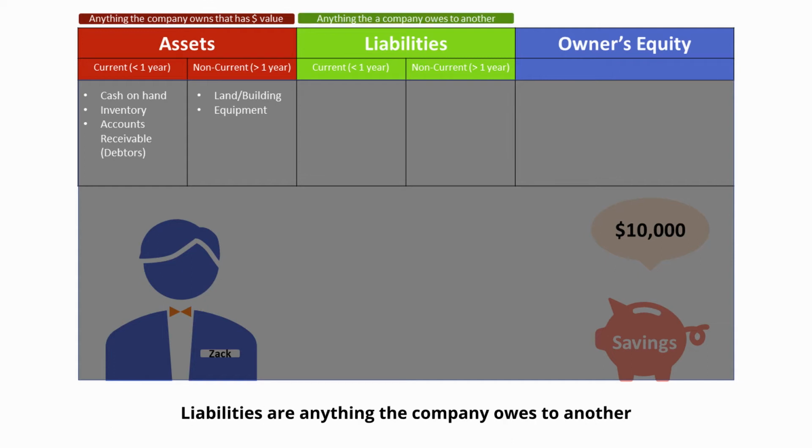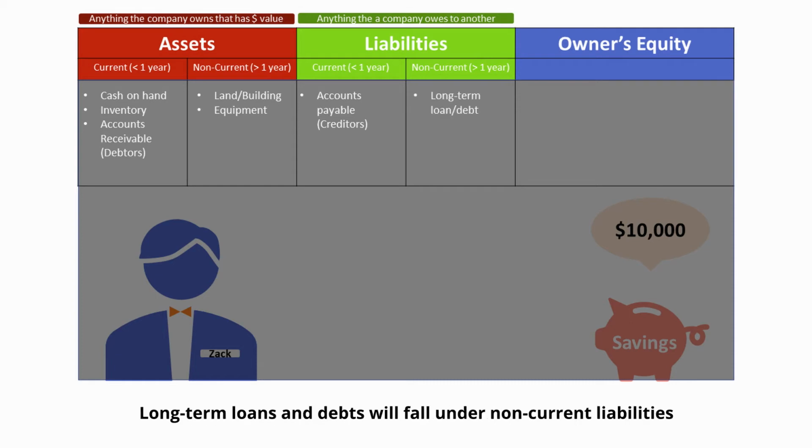Liabilities are anything the company owes to another. Similarly, it can be divided into current and non-current liabilities. Accounts payable, otherwise known as creditors, are typically due and payable within a year. Long-term loans and debts will fall under non-current liabilities as they are due after a year or more.